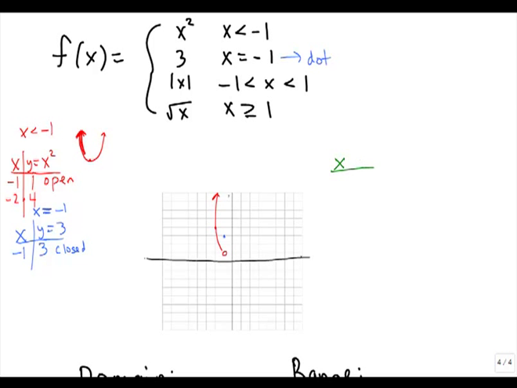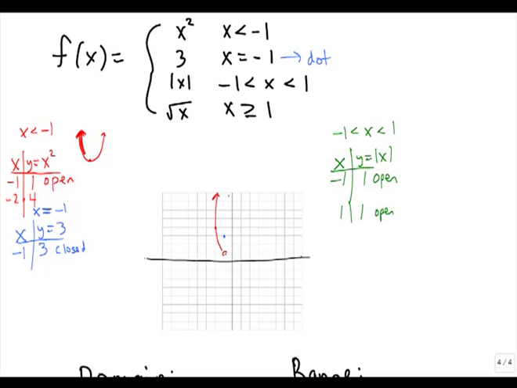So now we're going to create an XY table using the rule absolute value of x, and we're going to do that for x's between -1 and 1. Now, x is between -1 and 1. That has 2 endpoints, so you definitely want to use -1 and 1 for your 2 inputs. Absolute value of -1 becomes +1. Absolute value of +1 stays +1. And since these were strictly less than, both of these are going to be open.